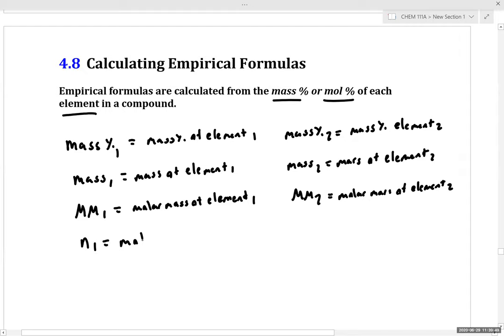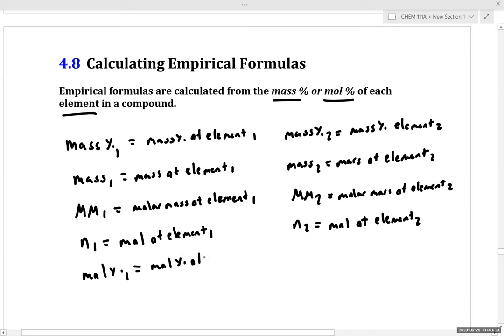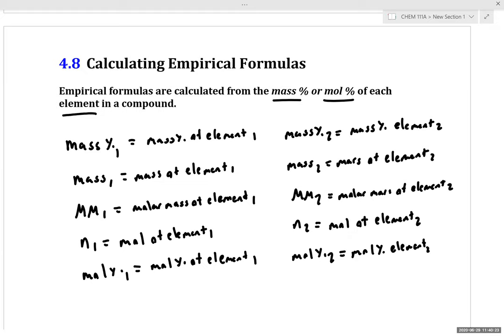N1 will be the moles of element 1. N2 will be the moles of element 2. Mole percent 1 will be the mole percent of element 1. I'm just defining all these terms just so that when I use them, it won't be confusing. Okay, so we've defined all our masses, moles, mass percent, and mole percent.